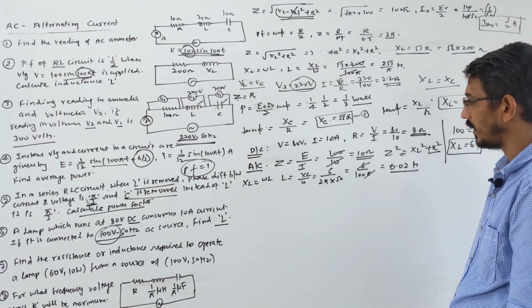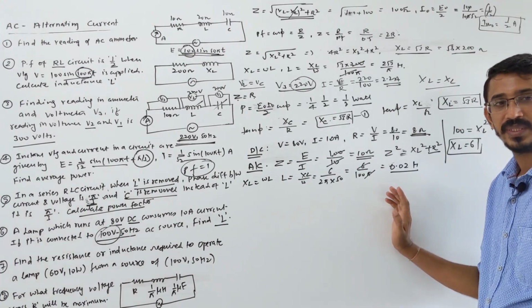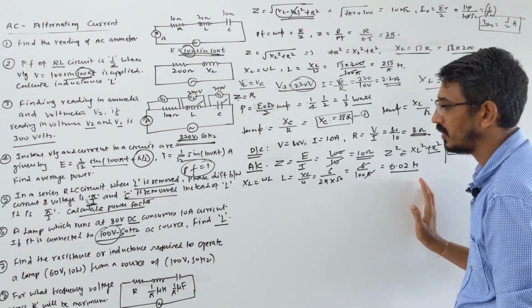Yes, I am cancelling pi, 6 and pi. Pi is 3 point something. So approximately this much is the answer.